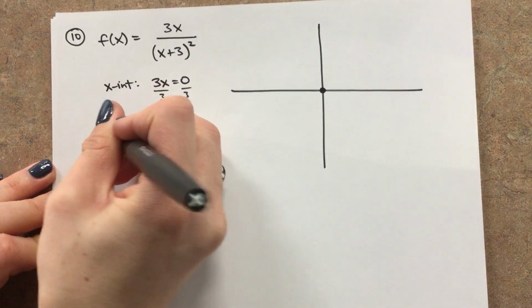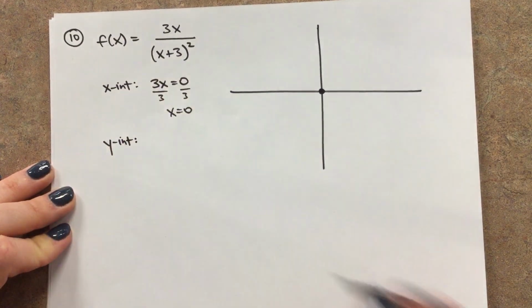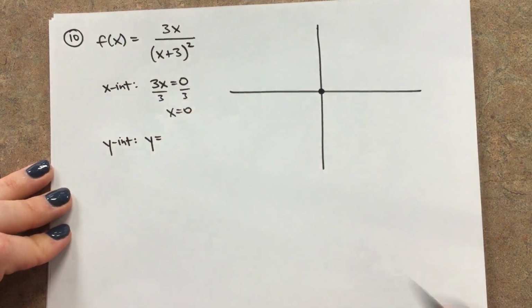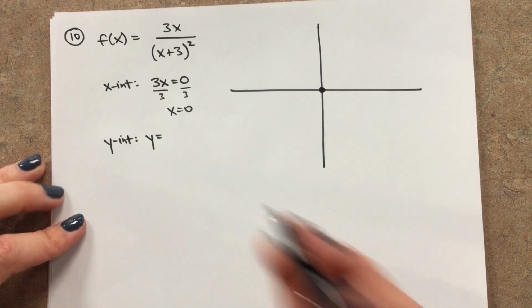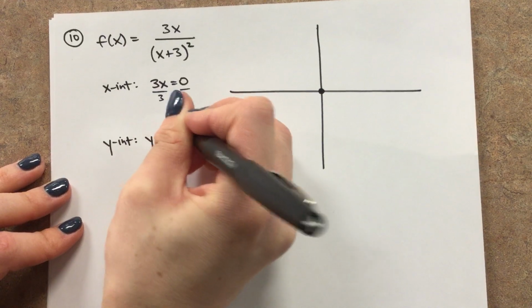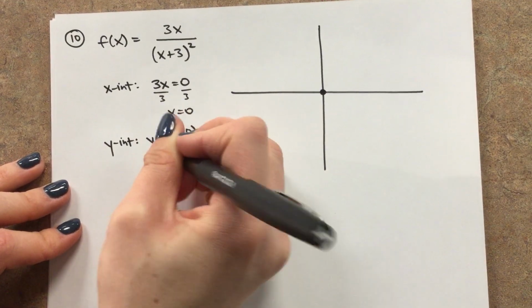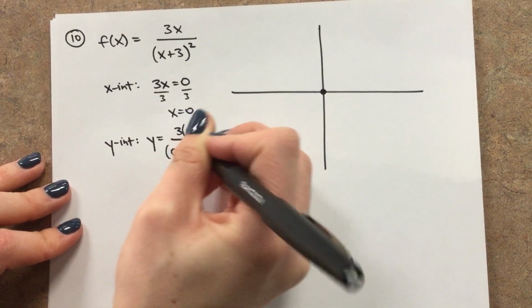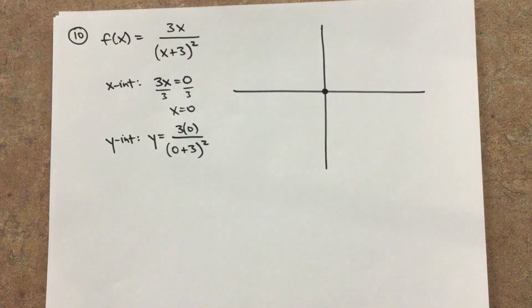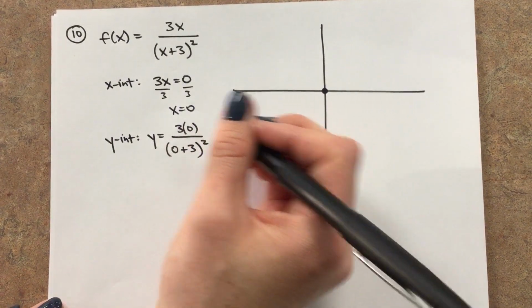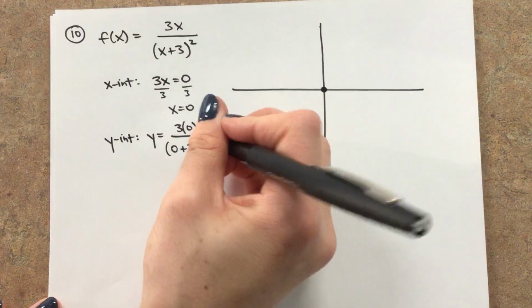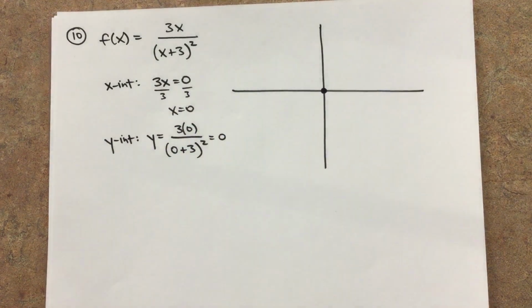And then for my y-intercepts, for the y-intercept, you do y equals, and then you plug in 0 for x. So rather than setting it equal to 0, you plug in 0. So we have 3 times 0, and then over 0 plus 3 squared. So the numerator ends up being a 0, and then the denominator is 9. Like 0 plus 3 squared is 9, but 0 divided by 9 is still 0.